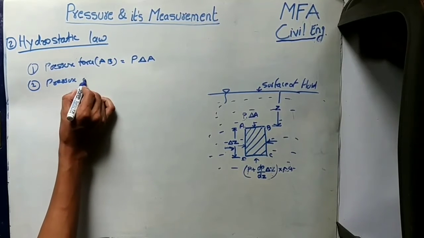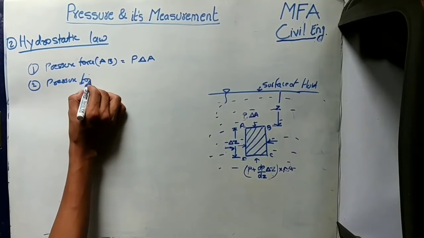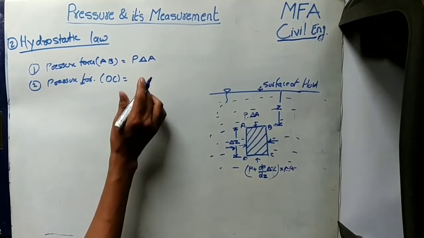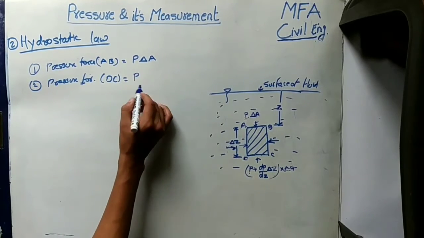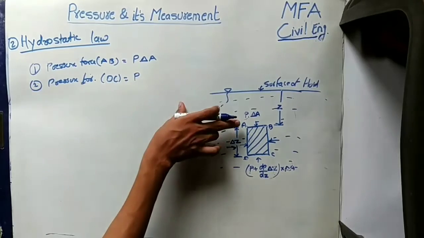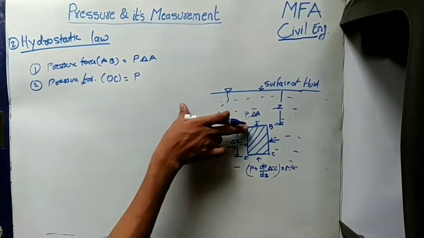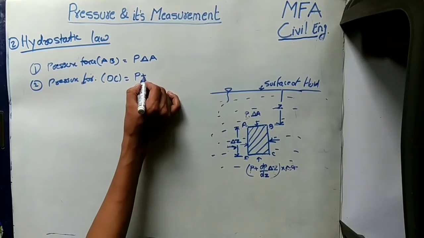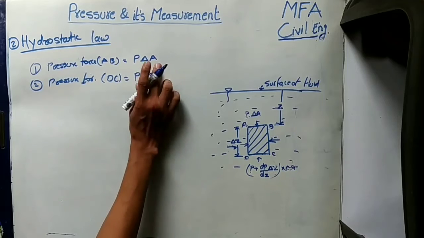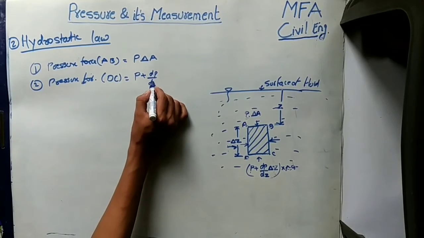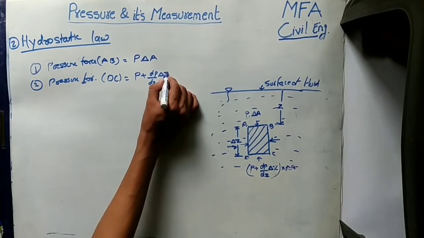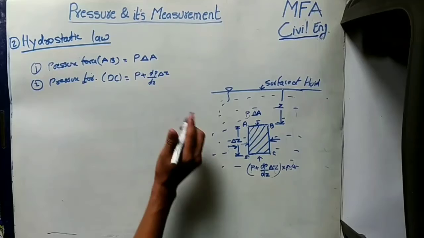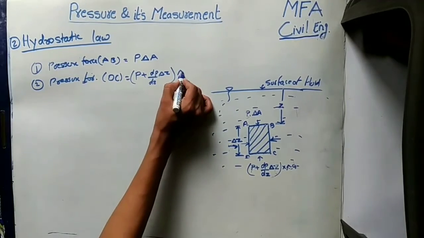Now the pressure force at DC is equal to the pressure due to the fluid element available at AB plus the pressure due to the weight of this fluid, say dP upon dz into delta z. This is the small pressure which is increased due to the weight of this fluid element. Now delta A, this is the area of CD.